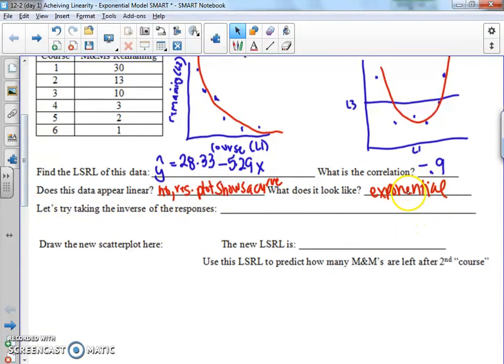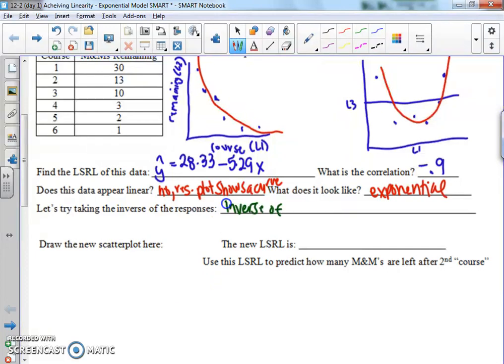If it's exponential, I don't like the idea that it's exponential. Let's try taking the inverse of the responses. Do you remember what an inverse of an exponential is? You all had to at least pass Math 3 to get to this class. And I know in Math 3 you learned this. But the inverse of an exponential, I'll remind you, is a logarithm. Yes, we're going to do some logarithms here. I know that sounds scary, but it's not as scary as it sounds, okay? So we're going to find the inverse of an exponential. Basically, we're going to do logarithms.